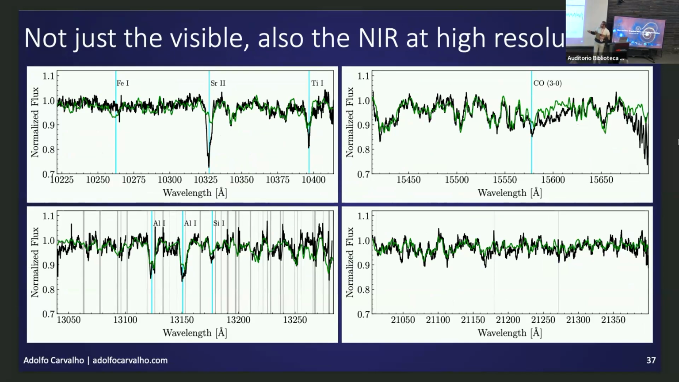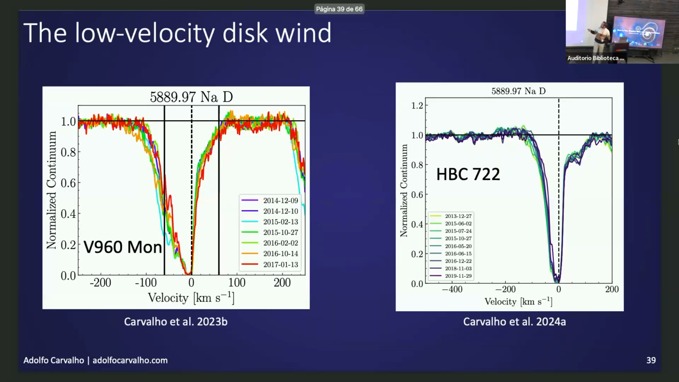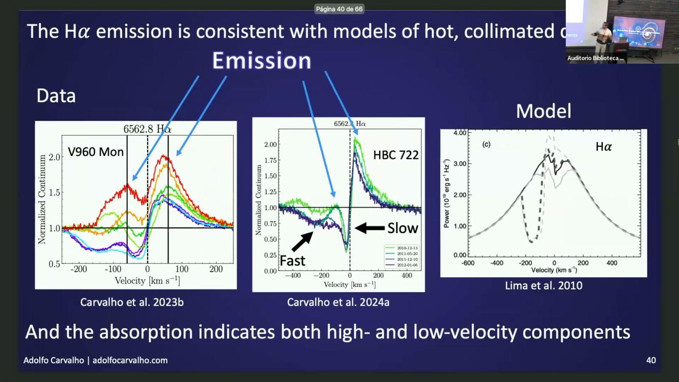So these models are able to explain both the visible high-resolution spectra at about 5,000 angstroms all the way out to the 2.5 micron range, with very few outliers, most of which can be explained by outflow absorption in the system. So speaking of outflows real quick, both of these systems show enormously massive winds, mostly low velocity flows out to about 30 kilometers per second, maybe out to 50 in V960 Mon.